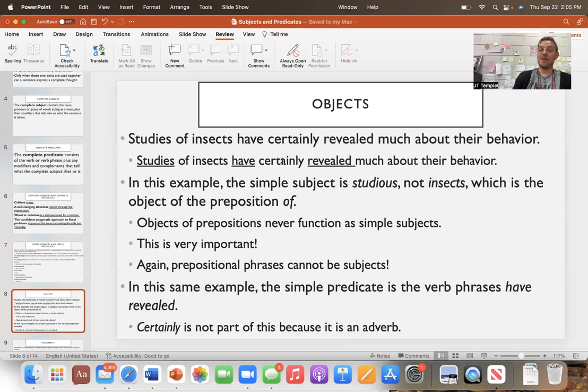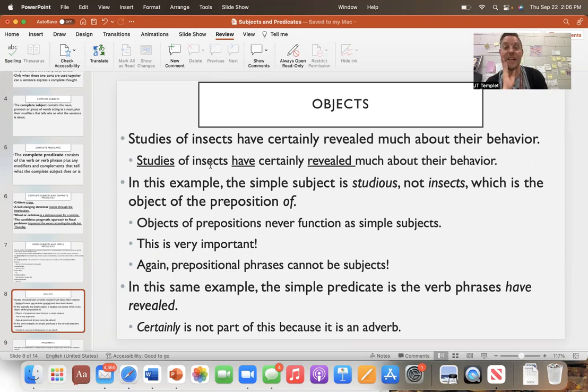With objects, let's look at this sentence here. Studies of insects have certainly revealed much about their behavior. In this example, and if any of you have taken the ACT, this is where, and I teach this to my high school students, the ACT can get very tricky because we have our verb, have revealed, which is our simple verb, our simple predicate. And when I say simple verb or simple predicate, I mean the essential verb. So I'll use those terms interchangeably.